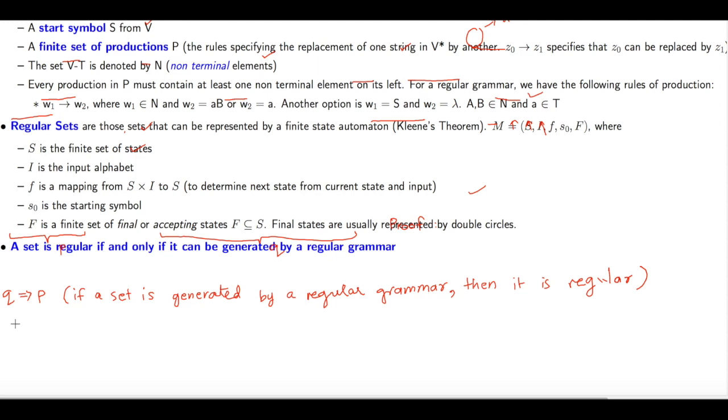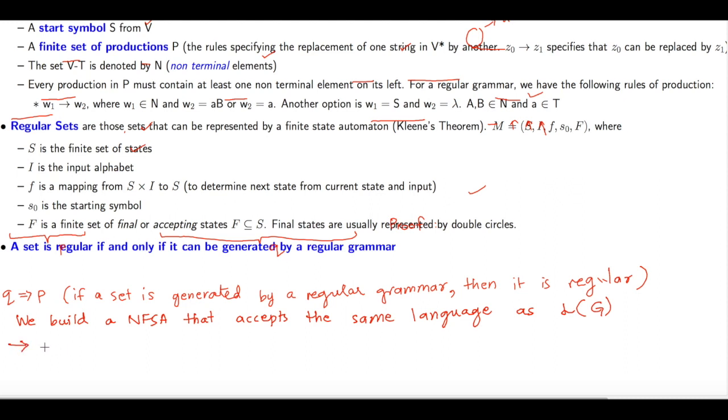The strategy is that we build a non-deterministic finite state automaton that accepts the same language as the language of our regular grammar. So how do we do it? This is how the proof goes. This is how the set of rules goes.